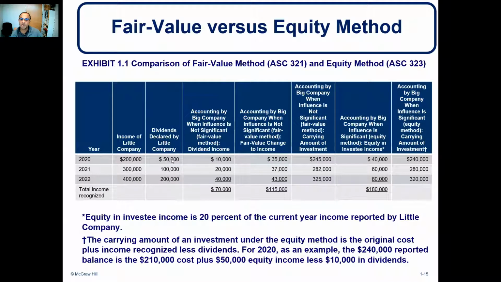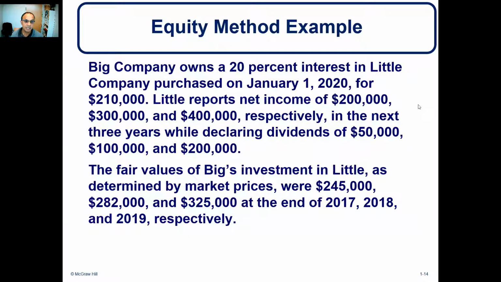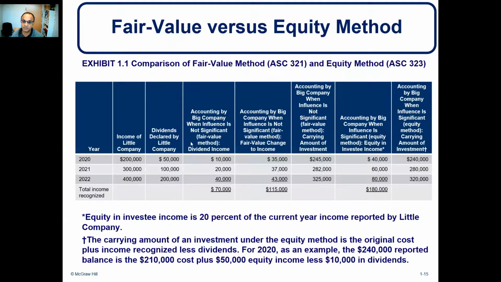So here we have 50,000 dividends declared by the company, then 100, 200. Here you go, 50, 100, 200, and we need to calculate 20%. So from the 50, 20%, we get 10,000, from 100, 20,000, from 200, 40,000. So far, so good. But now we see that the fair market value of the shares goes up.